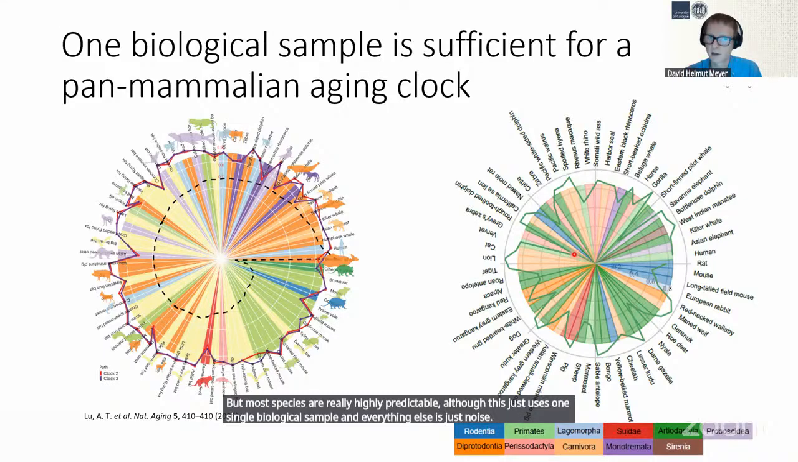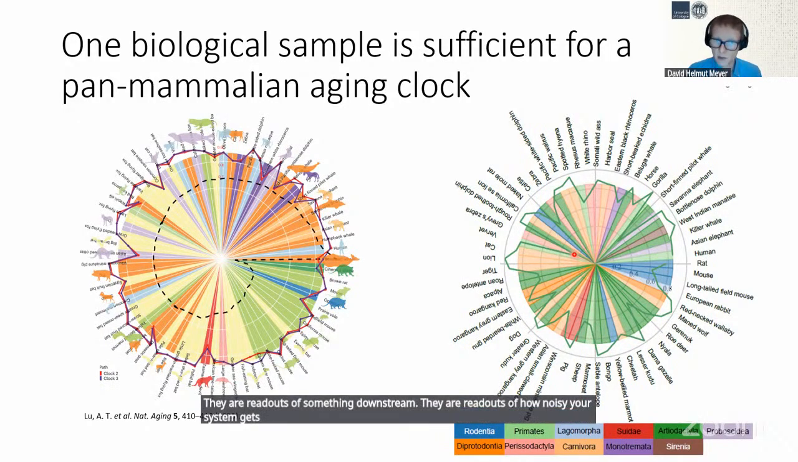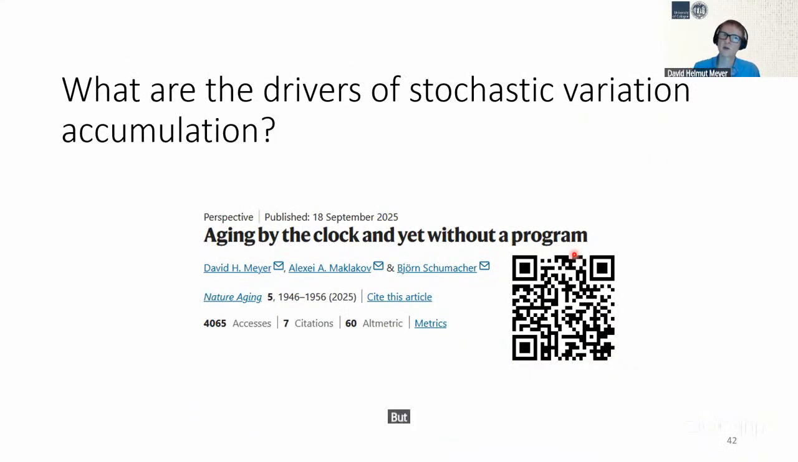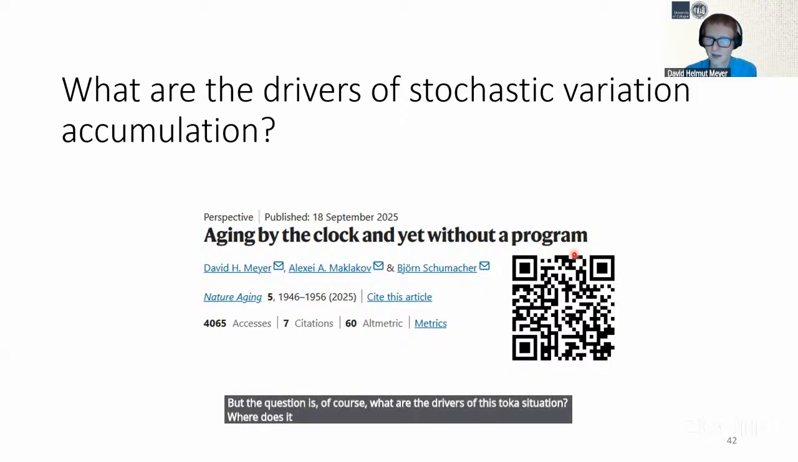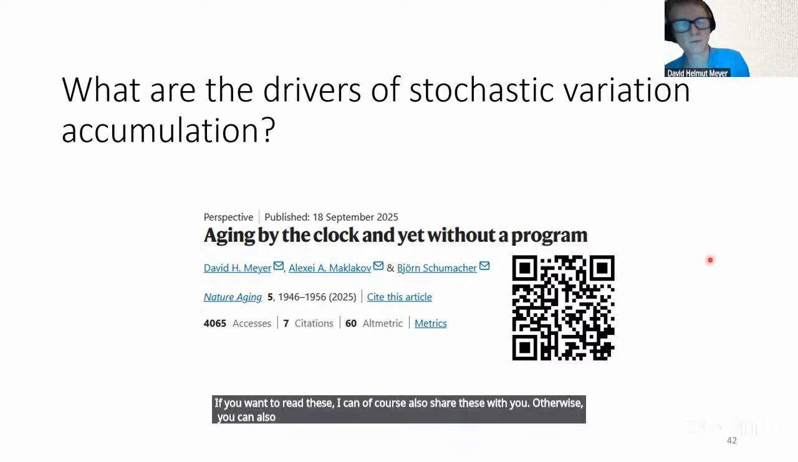This is really showing aging clocks are readouts of something downstream. They are readouts of how noisy your system gets, how less well regulated it gets. But the question is, of course, what are the drivers of stochastic variation? Where does it come from? Why does it happen? And this is something we wrote in a perspective. If you want to read it, I can, of course, also share it with you. Otherwise, you can also scan the QR code here.